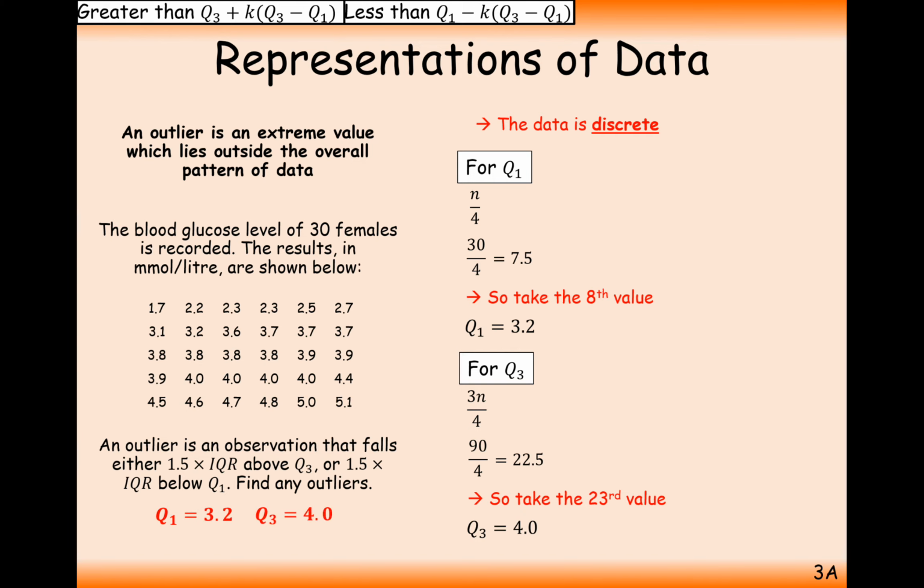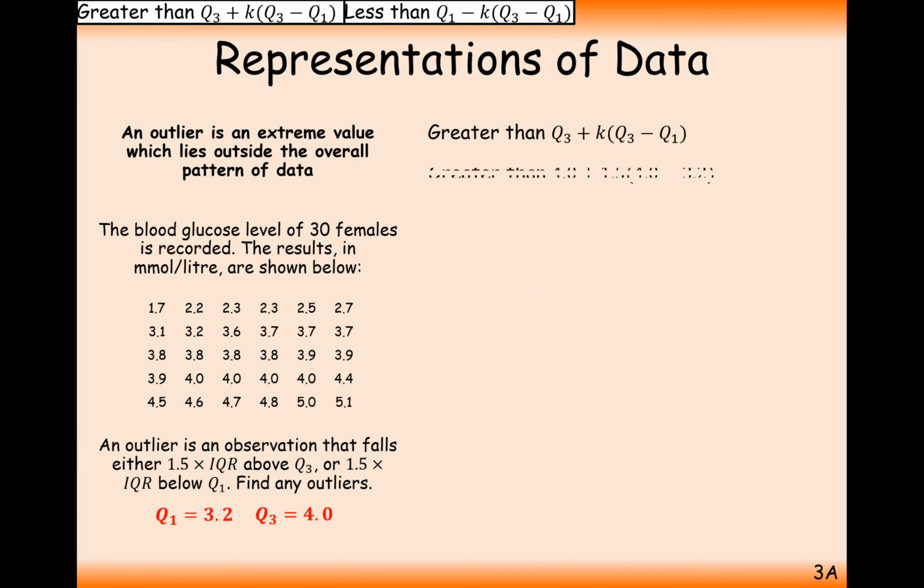Okay, so now we know Q1 and Q3. Let's find the critical points at which we'll define outliers. So if it's greater than 4.0, Q3, add 1.5 times the interquartile range. So we get greater than 5.2. If any data point was greater than 5.2, it would be considered an outlier by this rule here. And it doesn't look like we have any such data today.